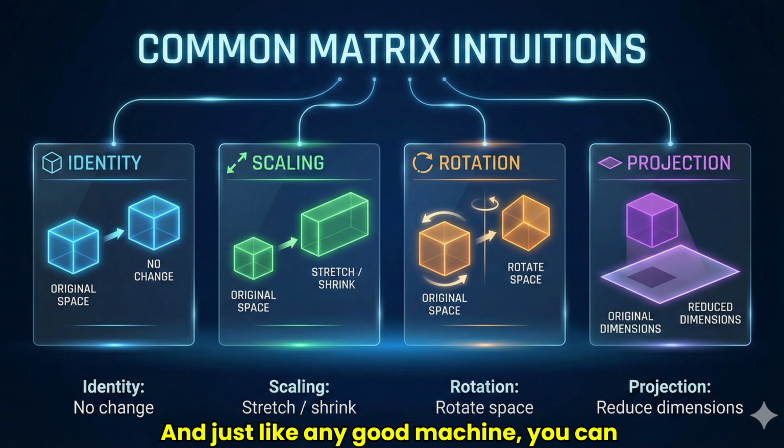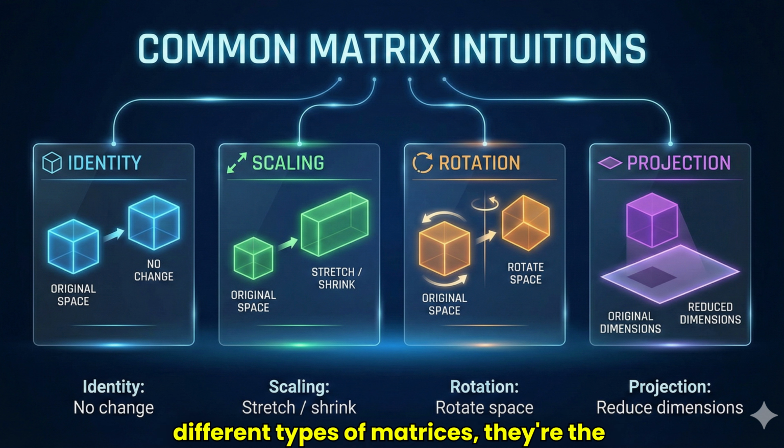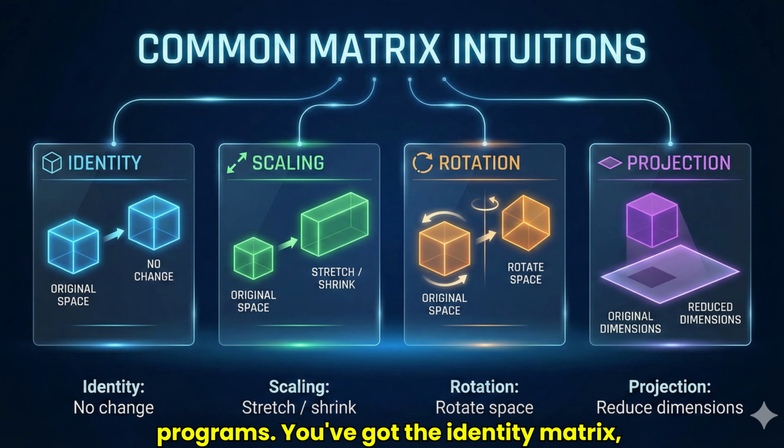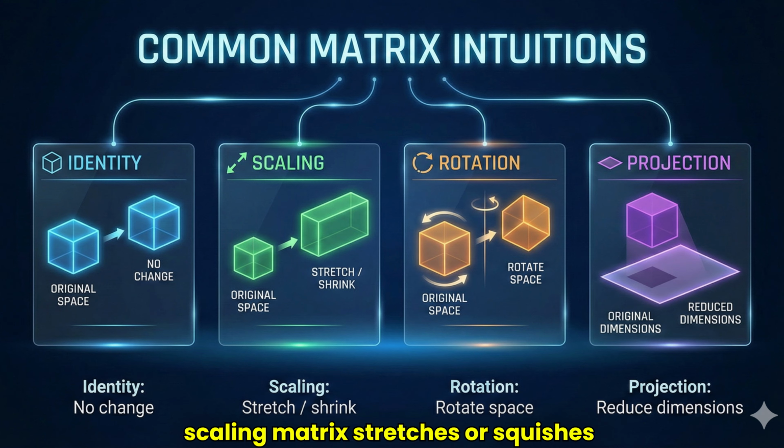And just like any good machine, you can run different programs on it. These different types of matrices, they're the programs. You've got the identity matrix, which is the do-nothing program. A scaling matrix stretches or squishes everything. A rotation matrix, well, it spins the whole space around. You can even have a projection matrix that flattens things from 3D down to 2D.